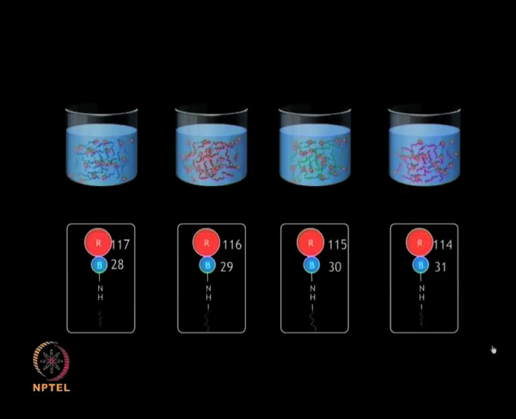As you can see in these animations, in the first one the reporter group is 117 and the balancer group is 28. In the second sample, reporter group 116, balancer group 29. In the third sample, reporter group 115 and balancer group 30. In the fourth, the reporter group is 114 and the balancer group is 31, overall 145 Dalton.